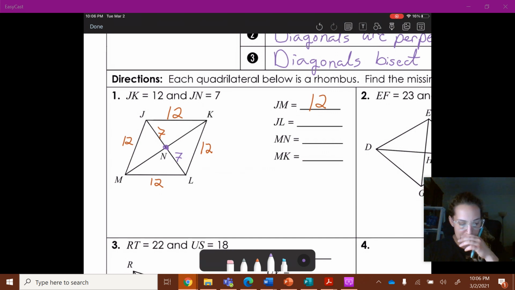That's pretty easy to find JL. J to L is 7 plus 7, which is 14. All fine and dandy. But now I ask you to find MN, and MN is right here. And the second one I'm asked to find is the total of MK.